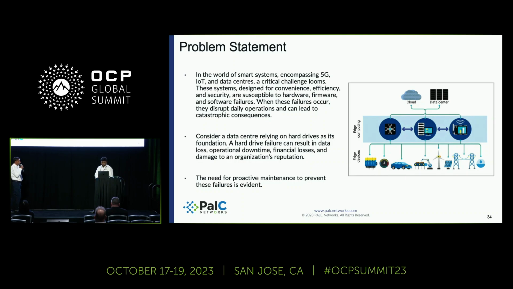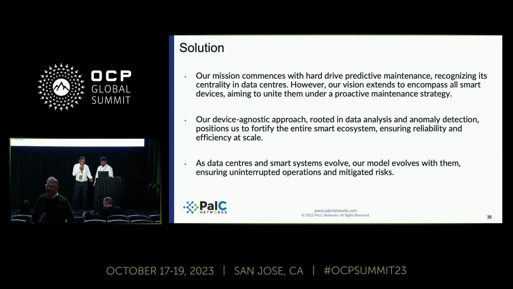Take an example of the data centers. The hard disks are the heart of the data centers. If a hard disk fails, data loss happens. There are lots of financial losses, and organizational reputation goes down. So what we have developed here is basically a predictive maintenance solution, where we have monitored around 1 million hard disk data sets. And we have trained our AI model so that it can predict the failures in advance.